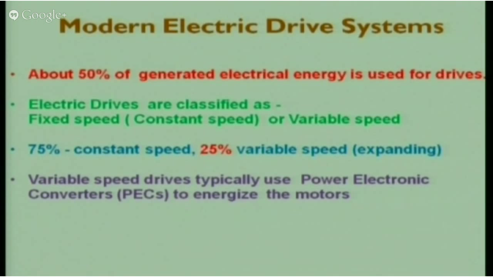Variable speed drives typically use power electronic converters. They are known as PECs, power electronic converters. Now, how you change the speed of a drive, how you vary the speed of a drive, that is done with the help of some electronic circuits, and that is basically power electronic converters. So that is required to energize the motors.